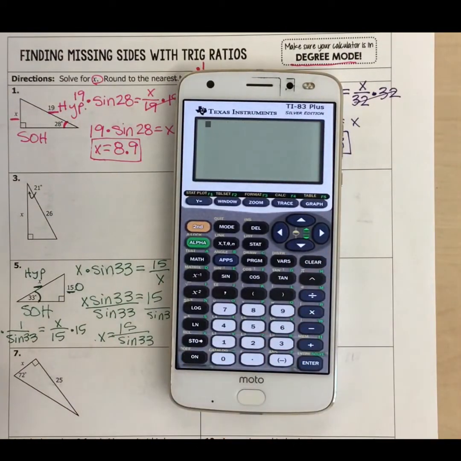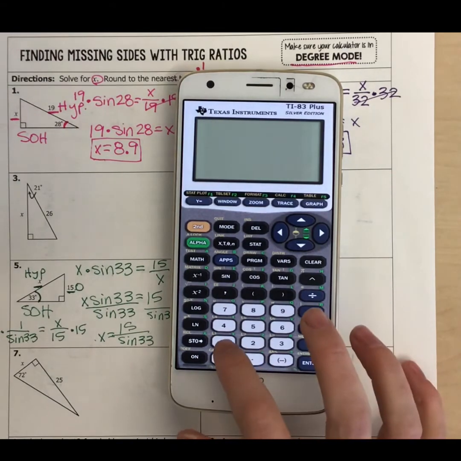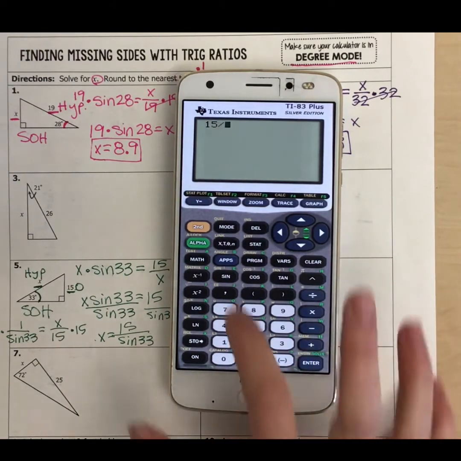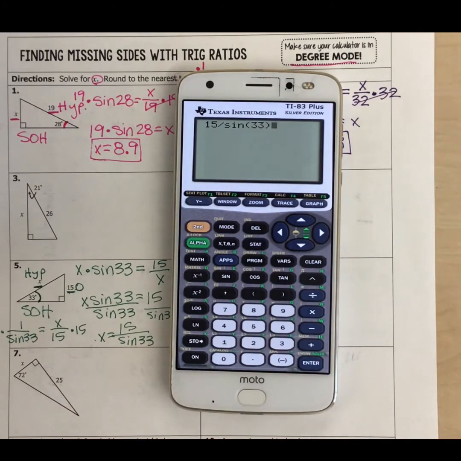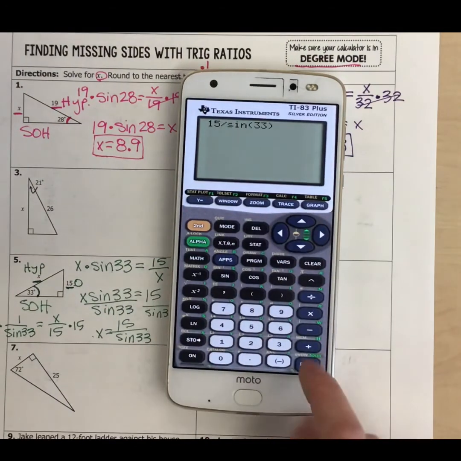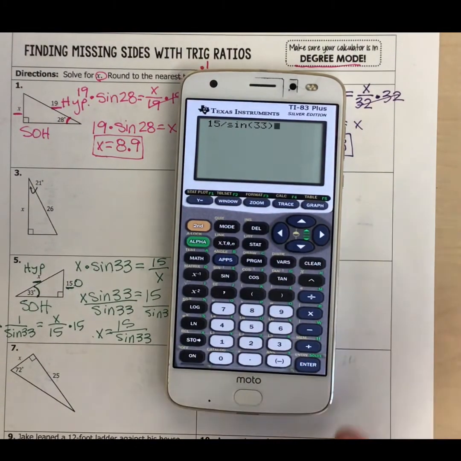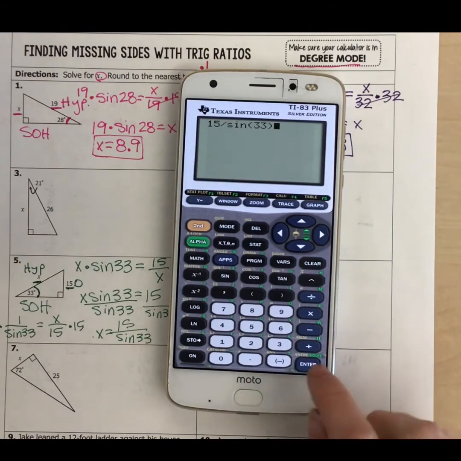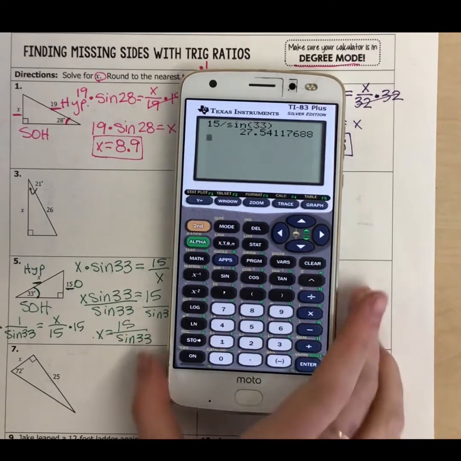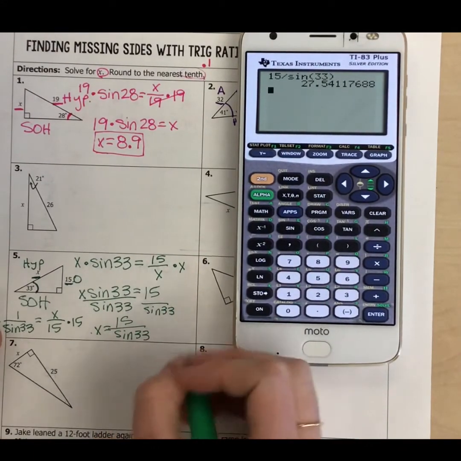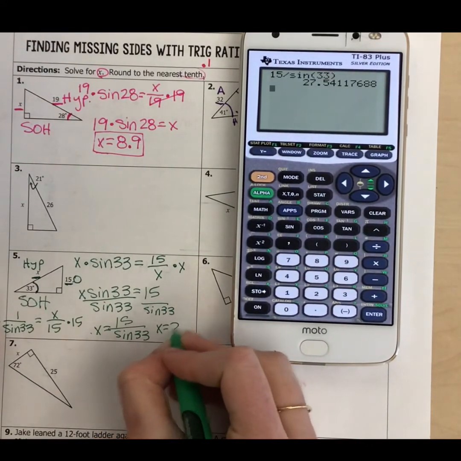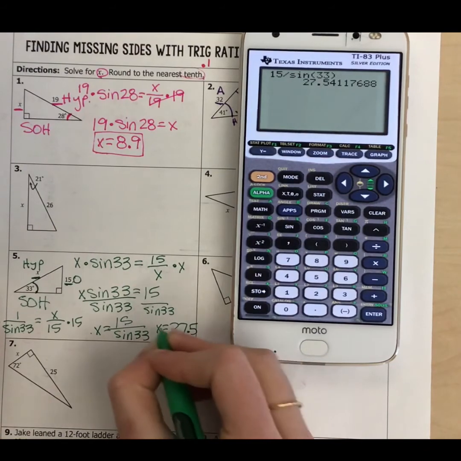This one, again, is a little bit trickier. We need to take 15, divide it by sine of 33. So instead of just writing them all together, we have to make sure we put the divides in between the two. But since they're both just one numbered function, we don't have to worry about extra parentheses or anything like that. We hit equals, and we see that our hypotenuse should be 27.5. X equals 27.5.